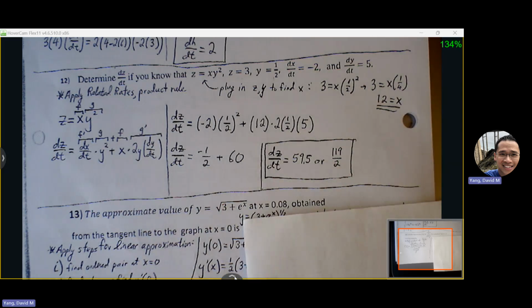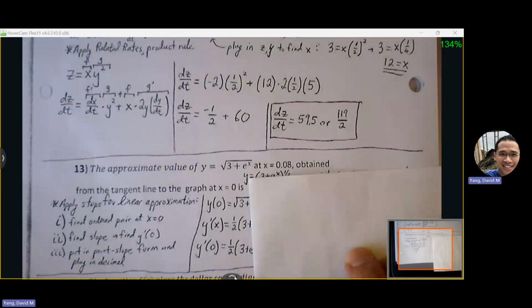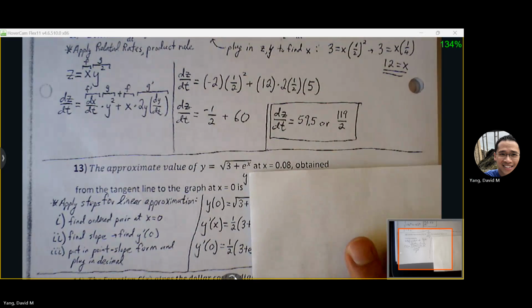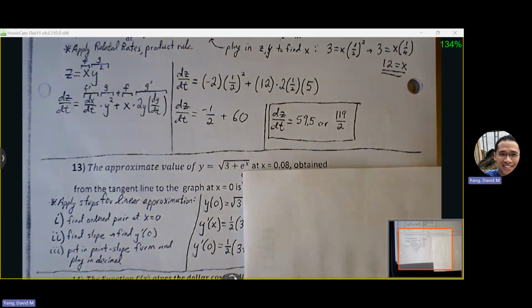Okay, so next up, number 13 is linear approximations. It's a multiple step process, but really we're just going to focus on finding our tangent line equation. If I can find the tangent line equation, then that's really the bulk of the work. The last piece is just putting in that decimal.